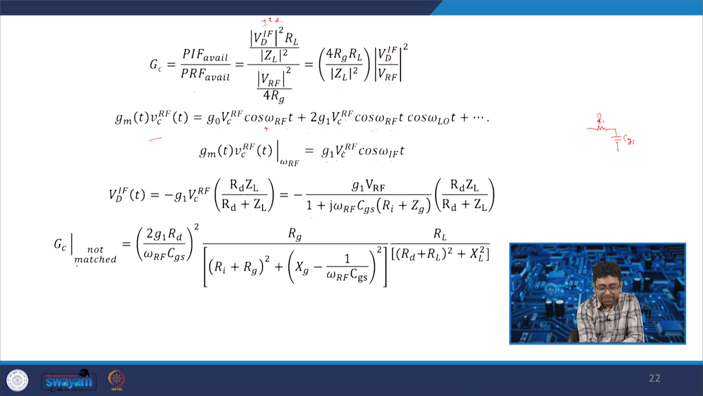Finally, if you do not consider the matched case, we can write it down as 2 G1 RD by omega RF CGS whole square, then RG upon RI plus RG square plus, here it is the magnitude of XG minus 1 by omega RF CGS square, RL by RD plus RL square plus XL square. Here what is considered is that ZG is divided into two parts, RG plus j XG, and ZL is RL plus j XL. If the same thing is considered in this equation and you take the magnitude out of it, this is the equation.